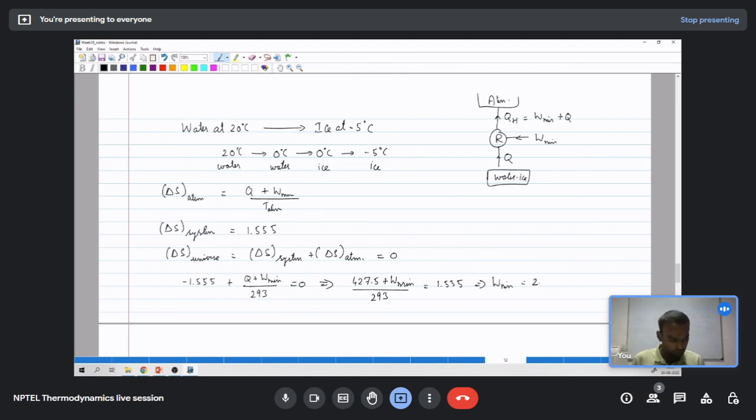So this is 28.115 kilojoules. So if we operate a reversible refrigeration system, this minimum work of 28 kilojoules has to be provided to convert the water at 20 degrees Celsius back to ice at minus 5 degrees Celsius.